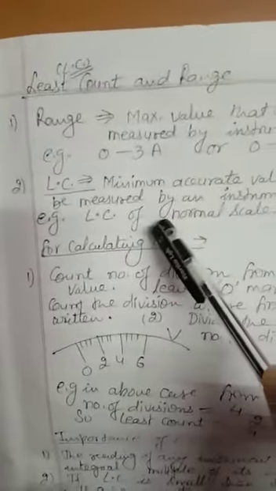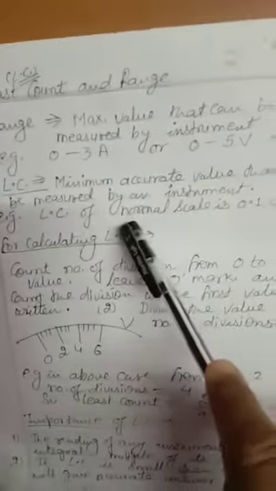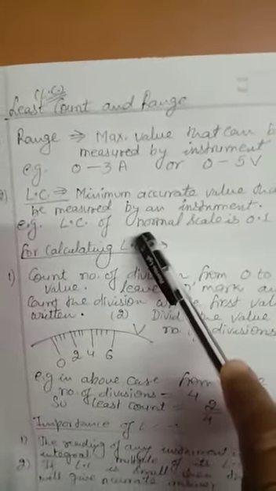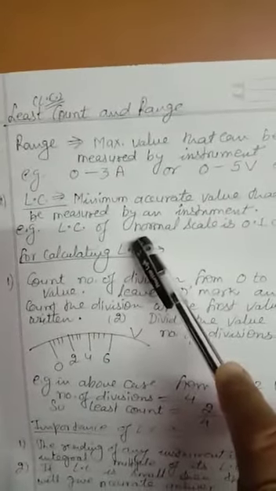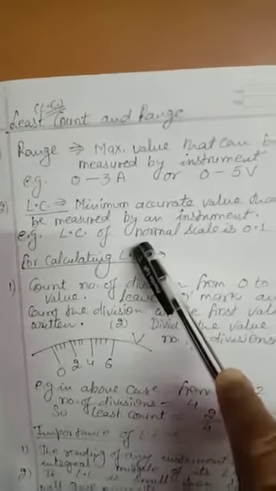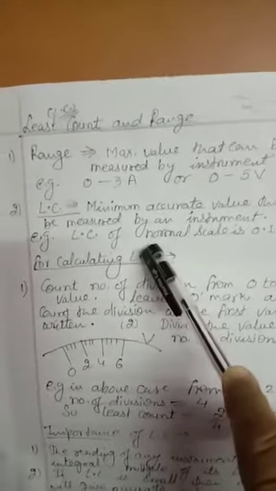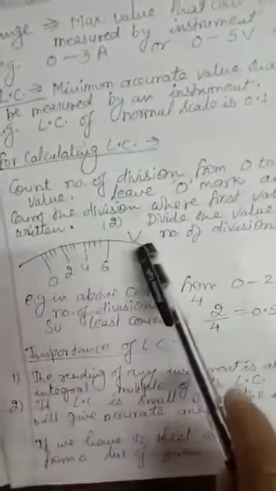The least count is the minimum accurate reading that can be measured by the instrument. If the least count is smaller, then the instrument is said to be more accurate. So if we have the option to select an ammeter or voltmeter, we have to see the least count. Now, for calculating the least count, the simple rule is, say for example, this voltmeter we have taken.